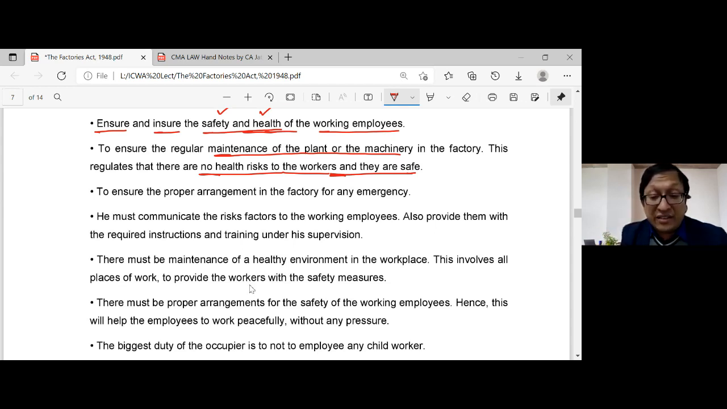He must communicate the risk factors to the working employees. It is his duty to ensure that whatsoever hazardous conditions or processes are there, the workers working in the factory are informed. Also provide them with detailed instructions and training under his supervision. It is again his responsibility that whosoever workers are working on the machines in the factory have knowledge of those machines, know how to handle them, and have proper training on them.